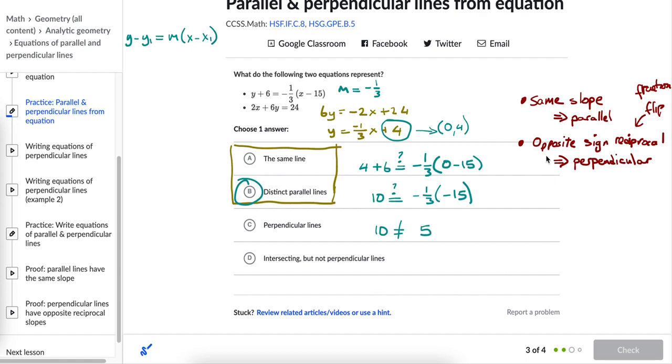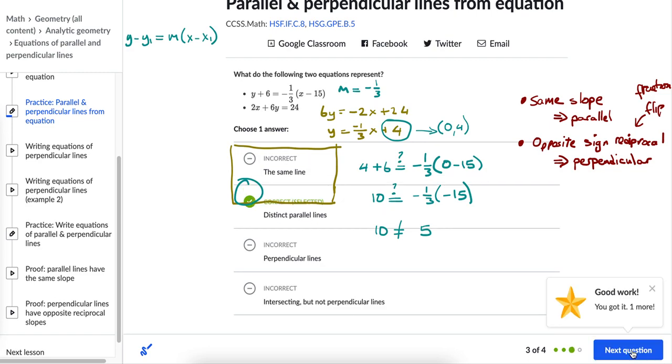Okay, so the only thing we didn't quite see was the opposite sign reciprocal. We did see something similar to that. We saw opposite sign, but not reciprocal, and we explained it. So we'll move on to writing equations with parallel and perpendicular lines so that this video is not too long.